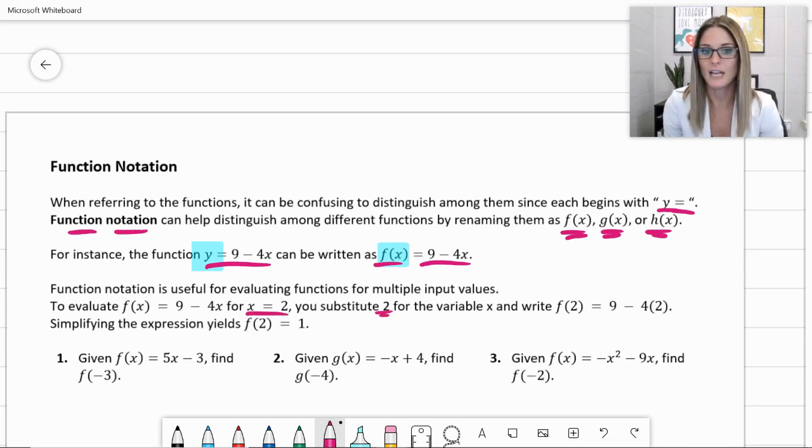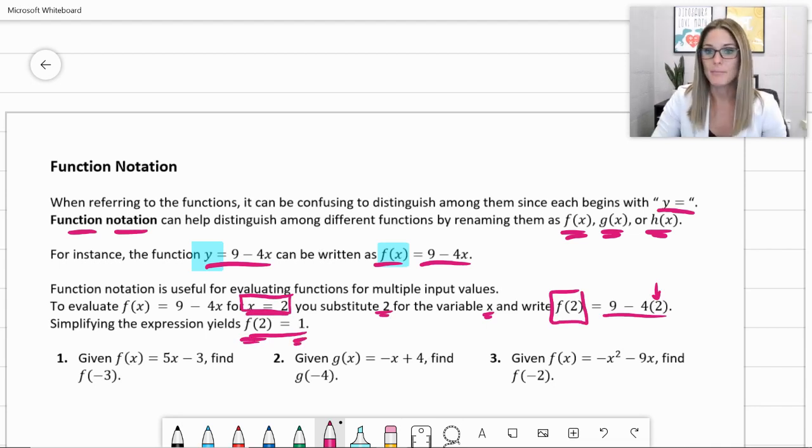When you want to substitute that 2 in for your variable, you can show that as f of 2 and then fill in your equation where you replaced x with 2. And then you can finish by showing someone, hey, f of 2 equaled 1. When I plugged in 2 for x, when it was f of 2, my output, my answer, was 1.